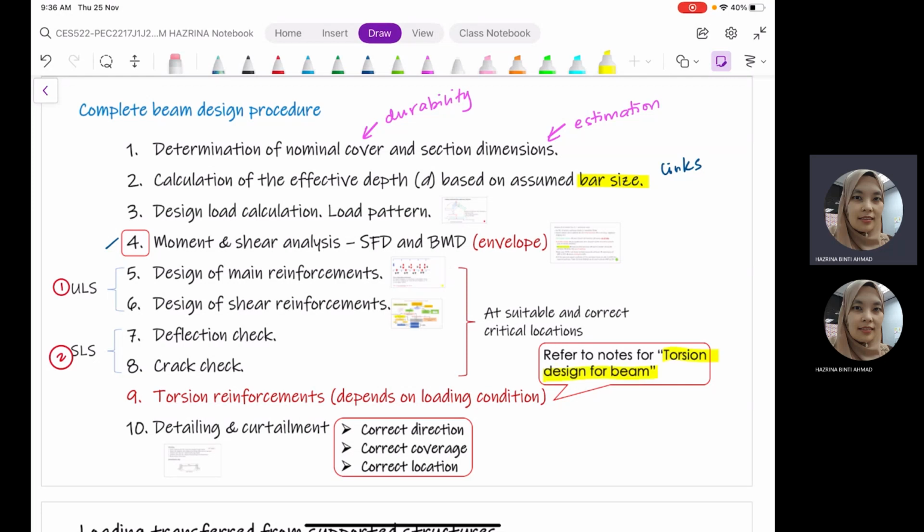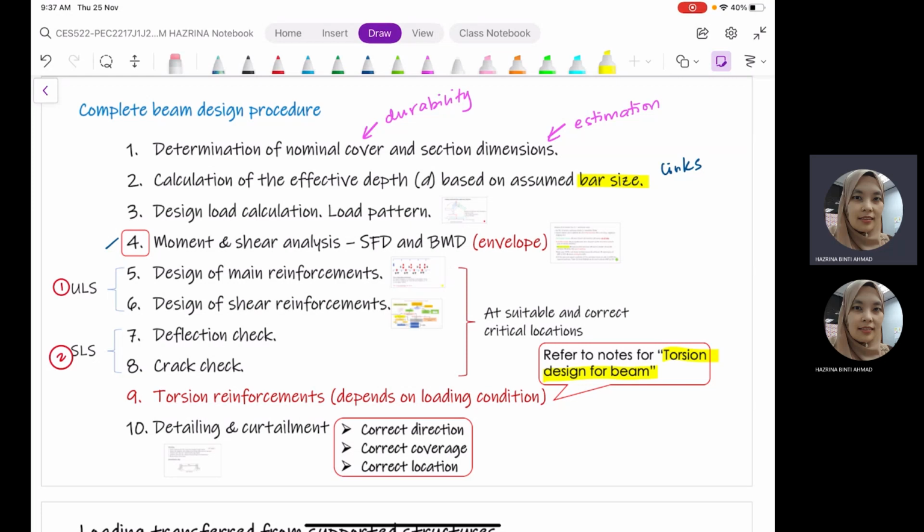So we have one topic that is particularly for this, because this is something new to you. You have not looked into this earlier in your diploma program, so you do not have this. So this is another part of the design of RC beam. So the next one is on the detailing and also curtailment.